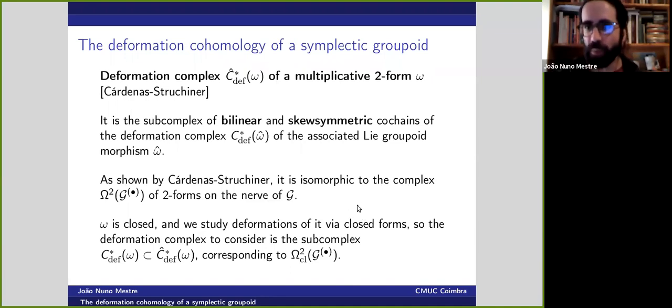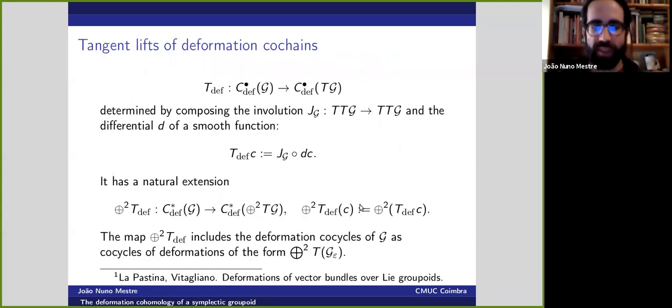Okay, now finally, we need something to put the two things together. And this is done via the tangent lift of deformation cochains. This is something that I've seen in the paper of Pierpaolo Lapastina and Luca Vitaliano about deformations of VB groupoids. And it works like this. It's a map that lets us, out of a deformation cochain for a groupoid, induce a deformation cochain for its tangent groupoid. The way it's defined, there are some technicalities, but it's not too complicated. We take C, a function that goes from G to TG. We take its tangent, so DC will be from TG to TTG, and then we compose that with the flip of this bundle. Okay, this is a canonical involution.